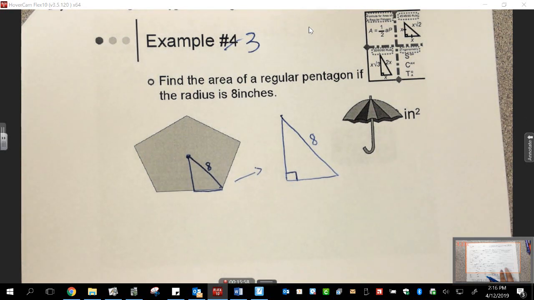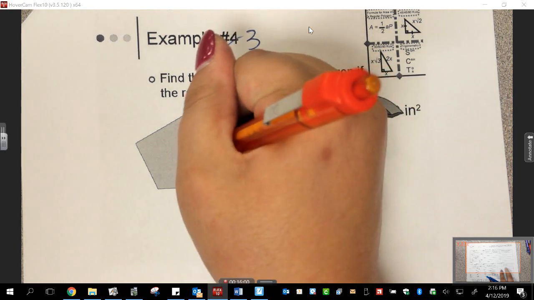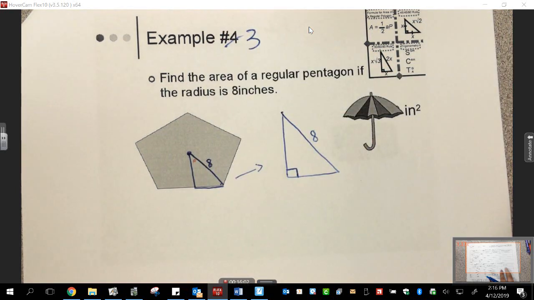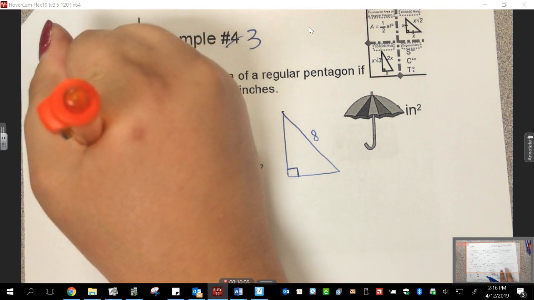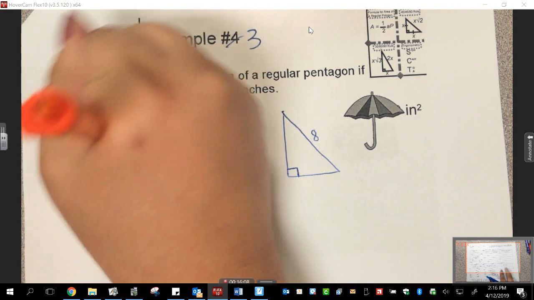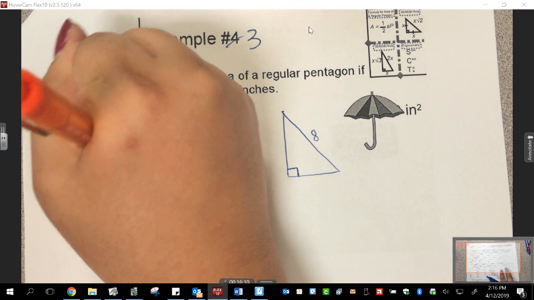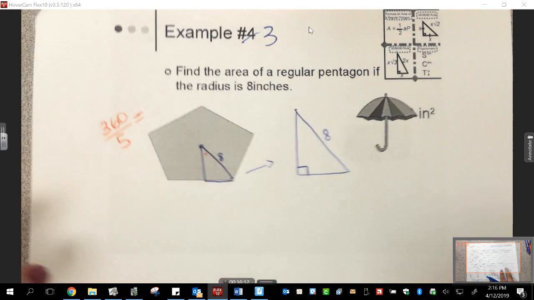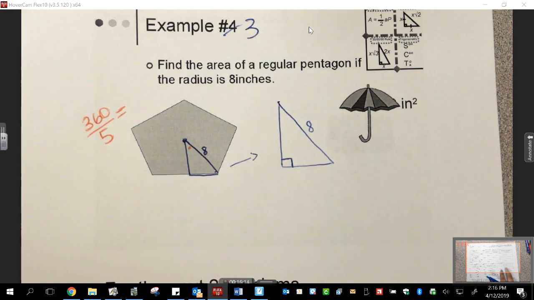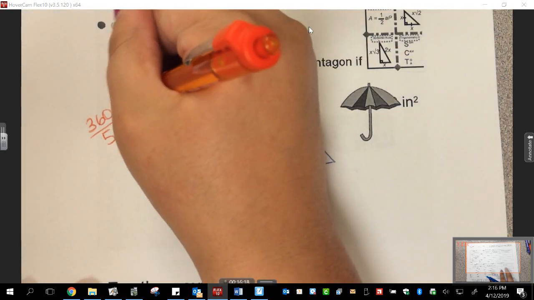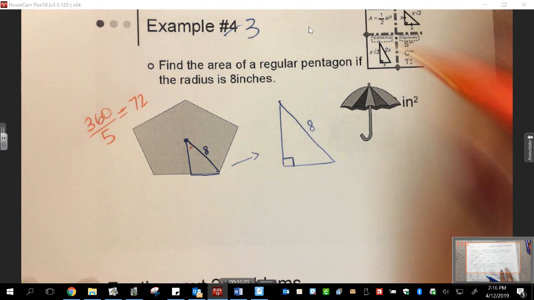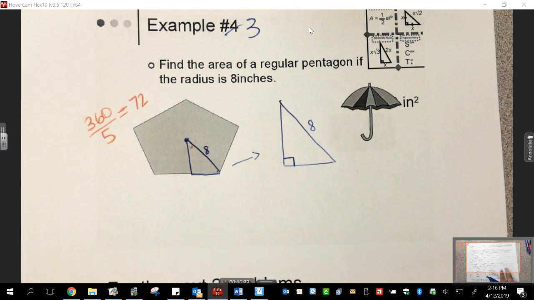The angle. I can find this angle up here by doing what? 360 divided by 5. Why are you dividing by 5? Because there's 5 vertices. Beautiful. Or sides. Good. 360 divided by 5 is what? 72. Y'all use calculators. Quit trying to do things in your head. Perfect. And 72 is my answer for the angle?